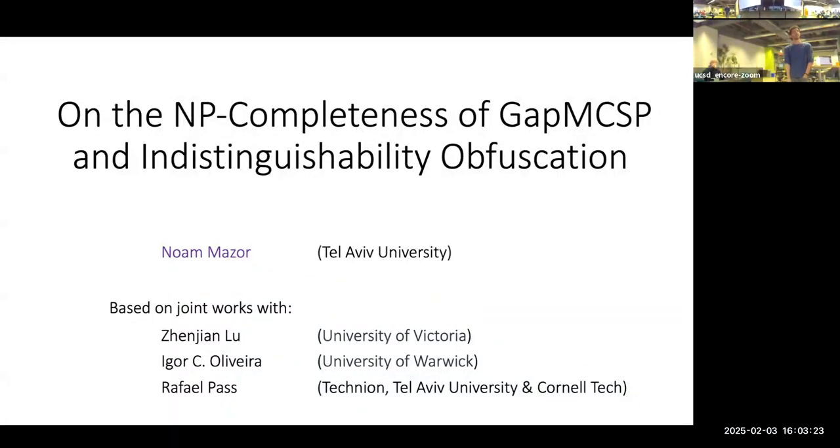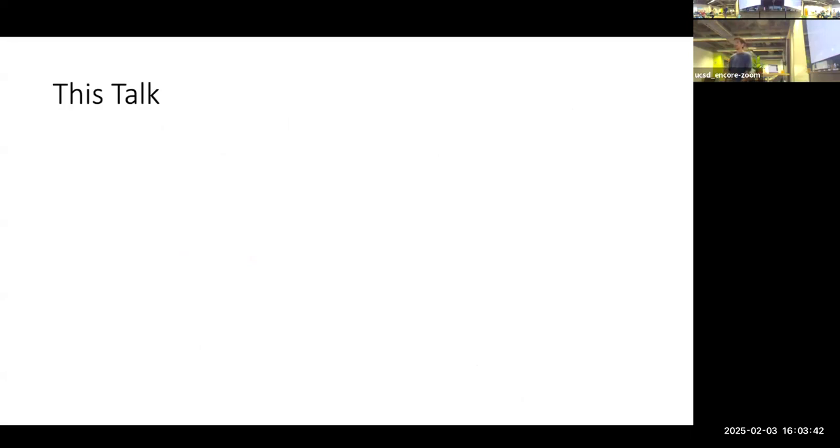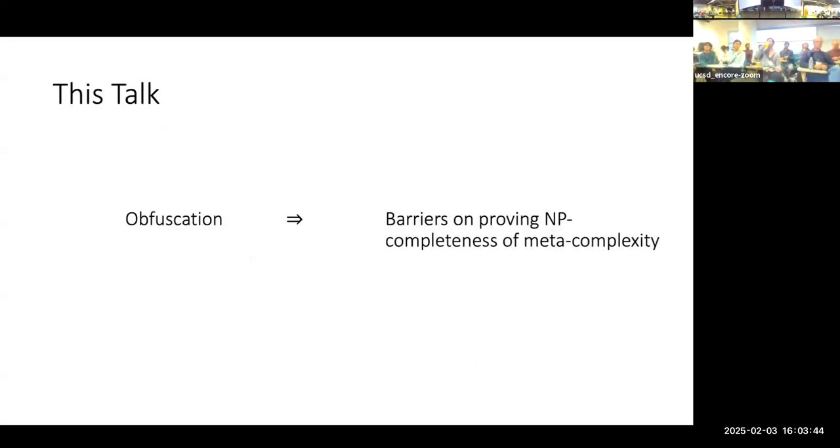and the connection between MCSP and a cryptographic primitive called obfuscation. This is based on two works, one work with Rafael and one work with Gergen, Igor, and Rafael. What we are going to see is two results. The first is that the existence of a cryptographic primitive called obfuscation implies a barrier on proving the NP-completeness of meta complexity problems. So again, a connection between cryptography and meta complexity.